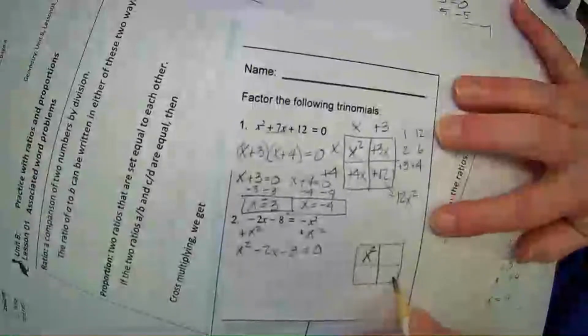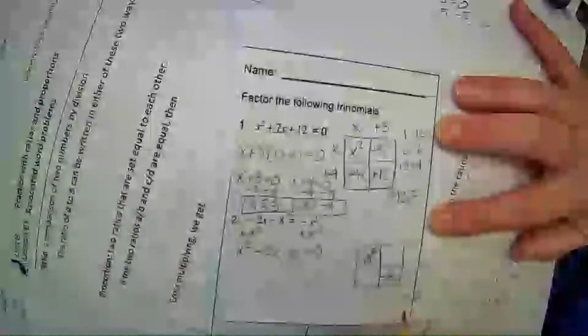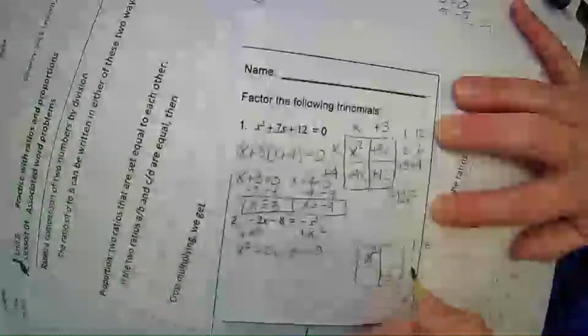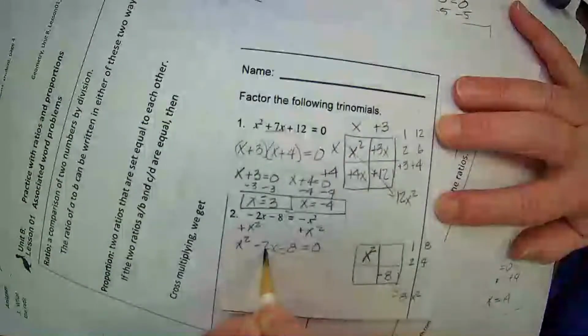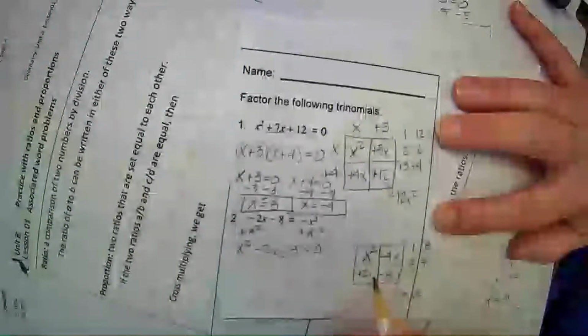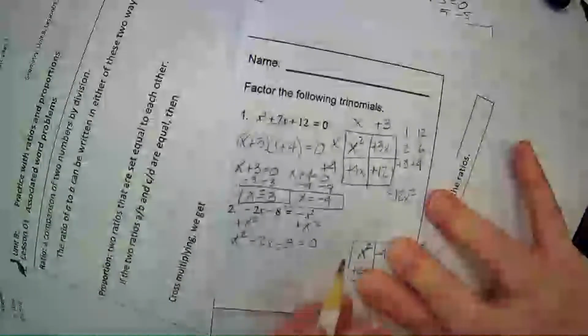Okay, so what goes right here? What goes right here? Negative 8. What do we do with these two? Okay, so we have 1 and 8 and 2 and 4. We have to subtract to get to a negative 2. There we go. Negative 4x and a positive 2x. All right, so what goes right here and here? X and X.